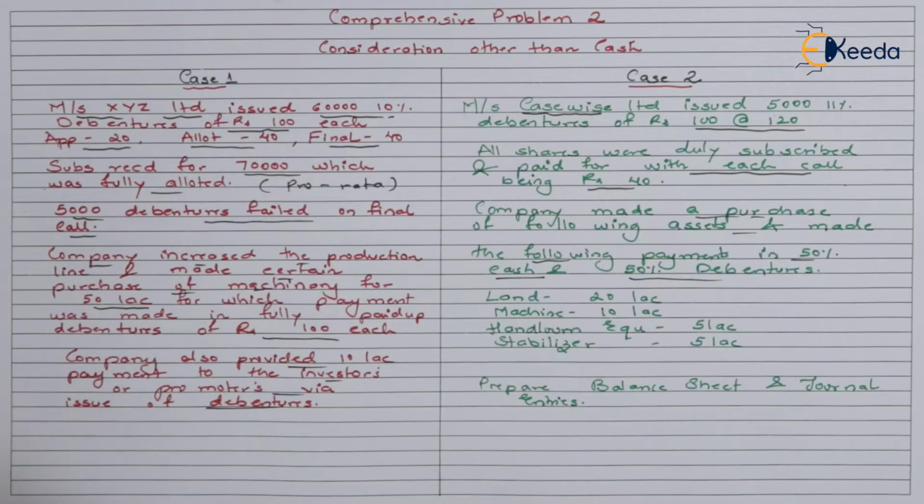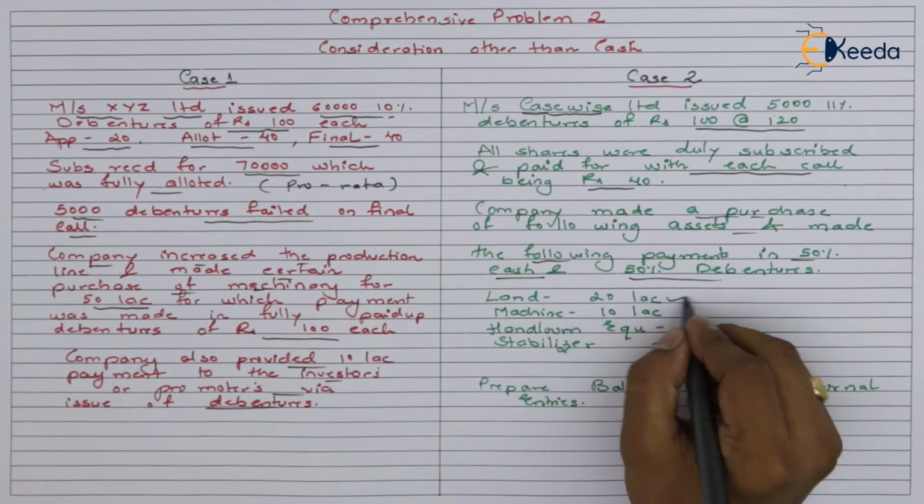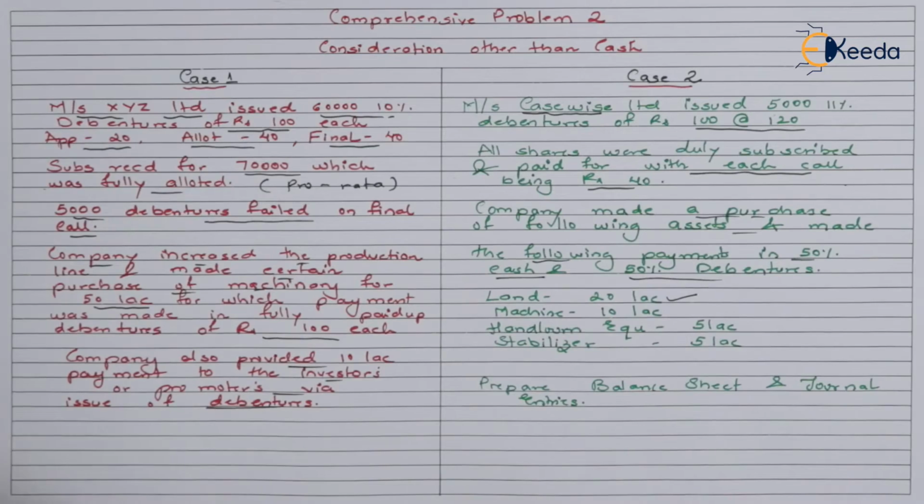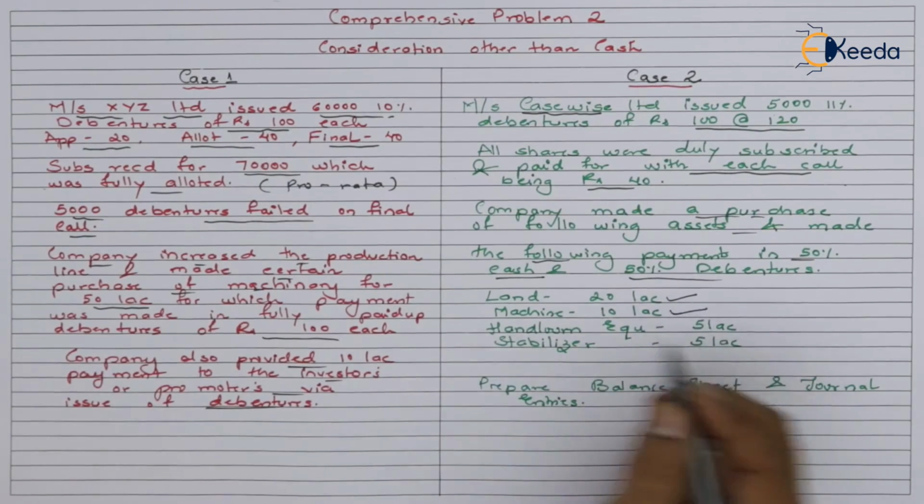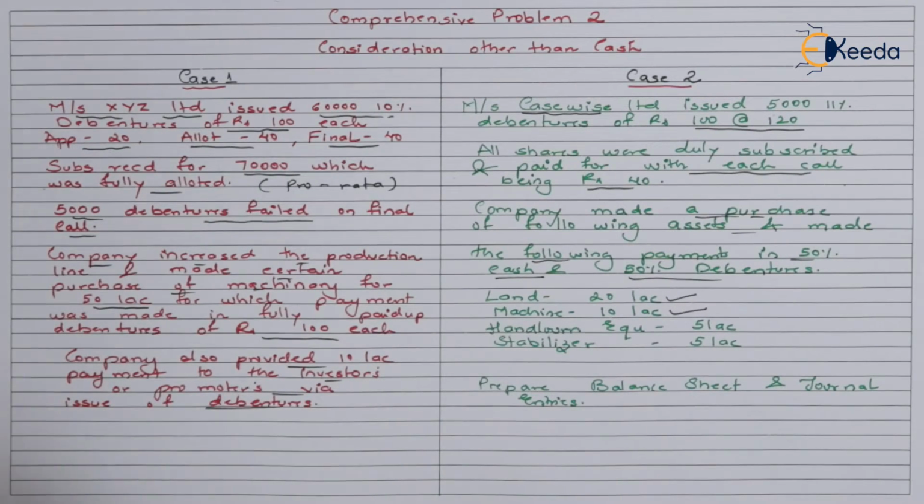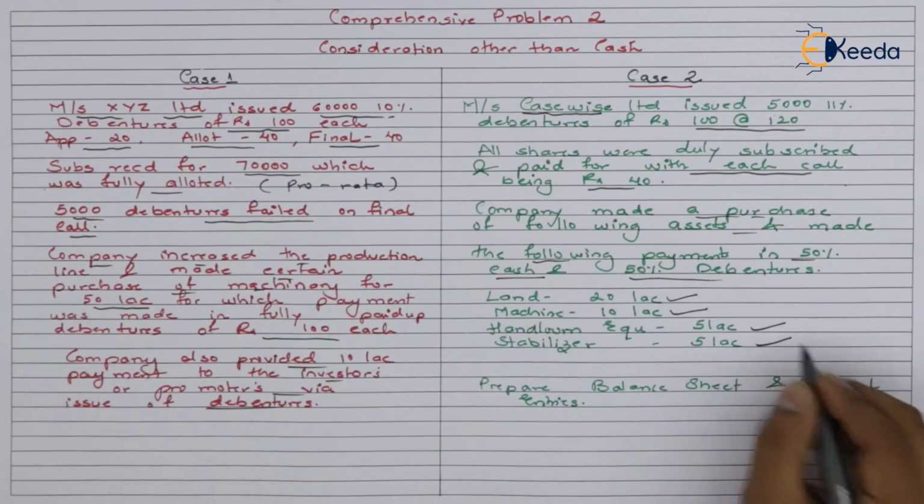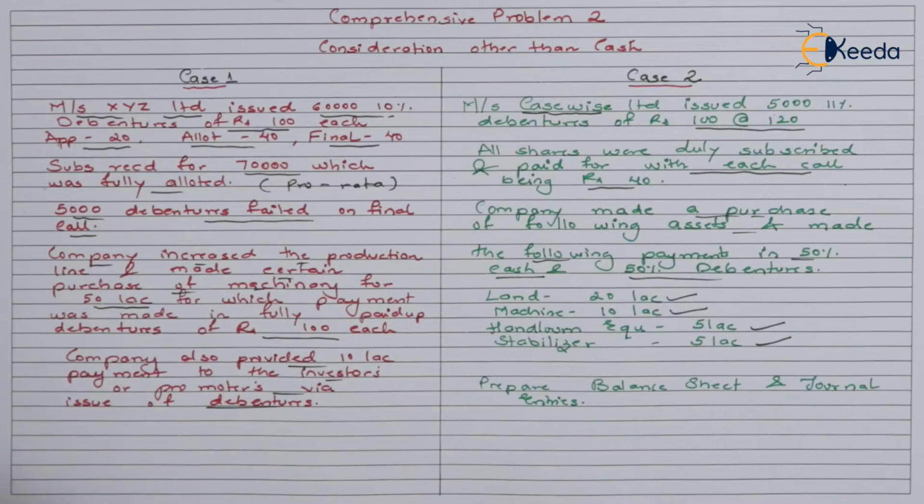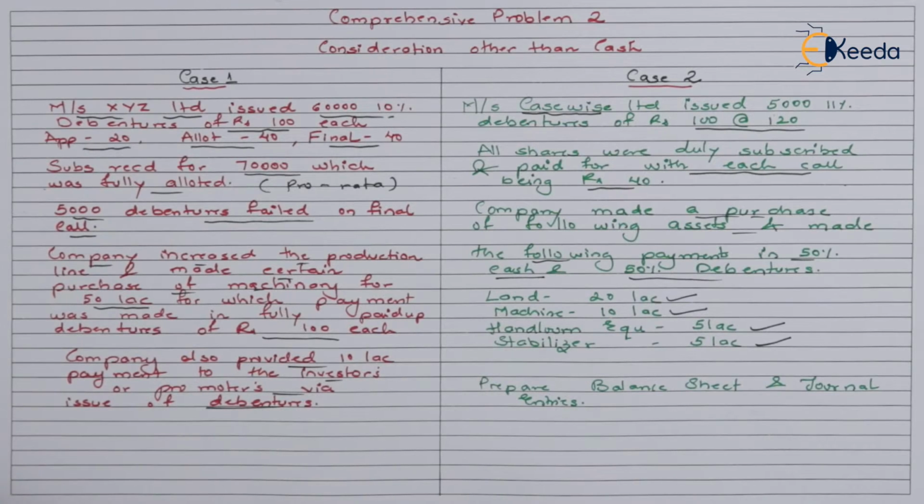Now, they purchased land worth rupees 20 lakh. They purchased machinery for 10 lakh. They purchased handloom equipment worth rupees 5 lakh here. And stabilizers were purchased worth rupees 5 lakh. We have to prepare the balance sheet and journal entries for this case as well. Now that we know both these cases, let's figure out the journal entries for case 1.